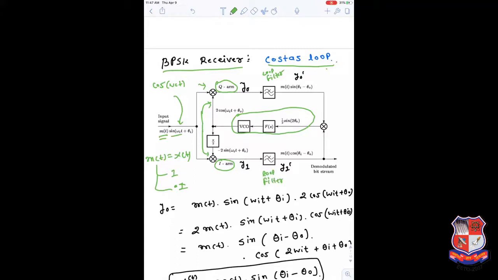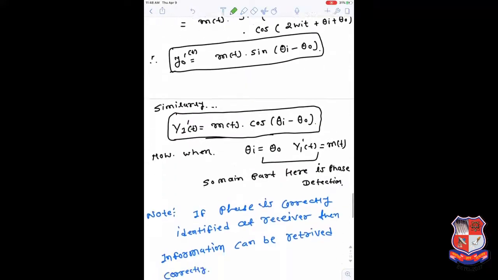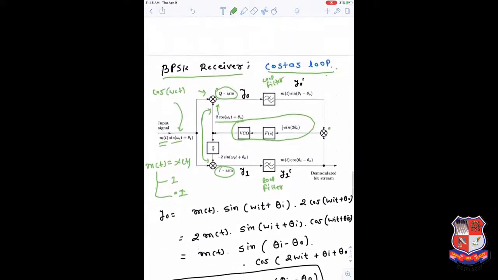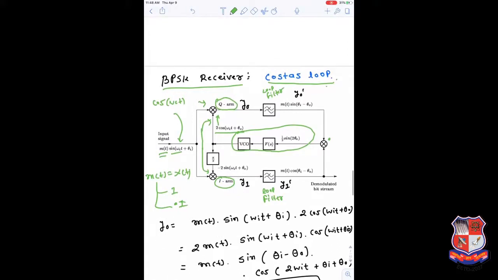This works as a VCO. So what happens here? We can start from here initially. This VCO will generate 2 cos(ωit + θ0), which will be multiplied here. This is the same multiplier we discussed earlier. It is multiplied with the incoming signal, sin(ωit + θi). So we are getting the product of sine and cos.